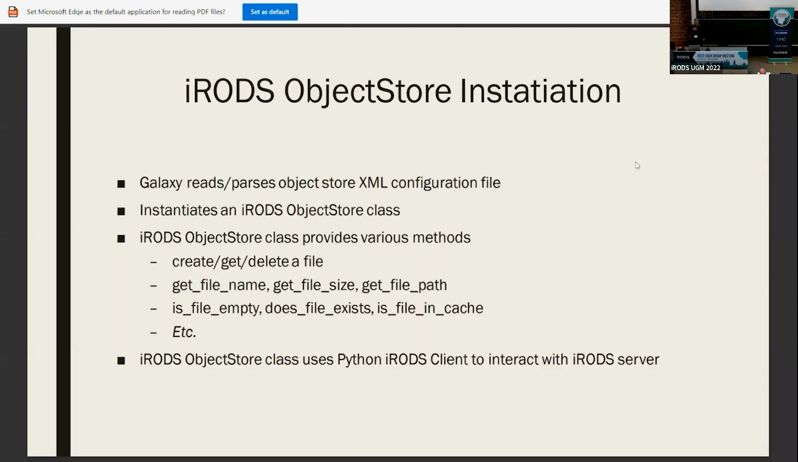So the iRODS object store reads and parses this XML configuration file and instantiates an iRODS object store class, which is a subclass of Galaxy object store. That class provides a bunch of methods to create, get, and delete a file, and a bunch of utilities to get the file name, file size, file path, whether the file is empty, and so on. Obviously, there are some object store specific methods, but these are mostly common. And the iRODS object store class uses the Python iRODS client to interact with the iRODS server. So that's what it is using under the hood.